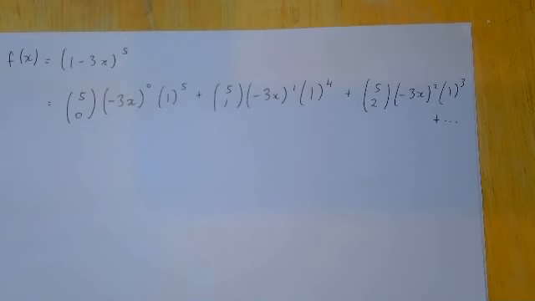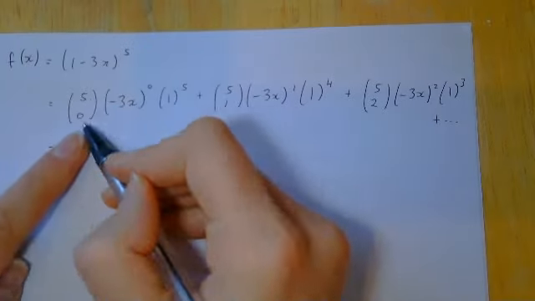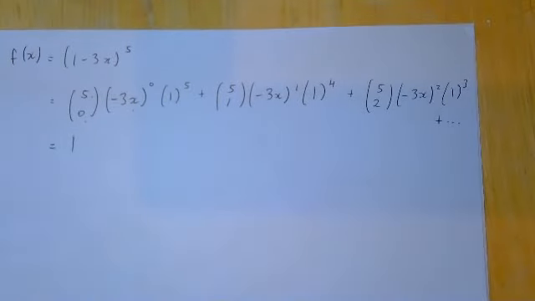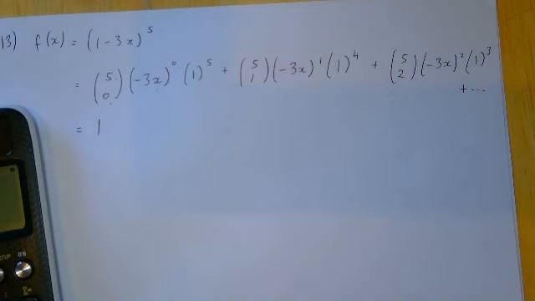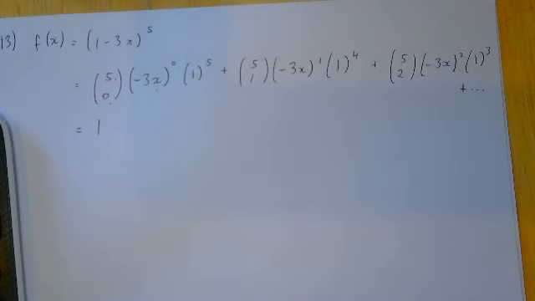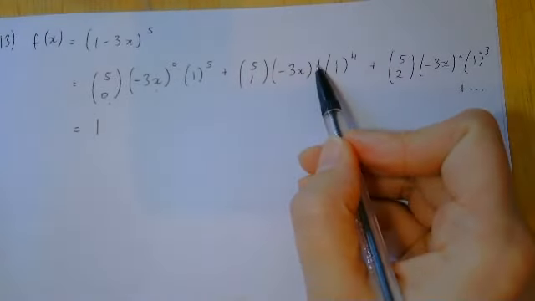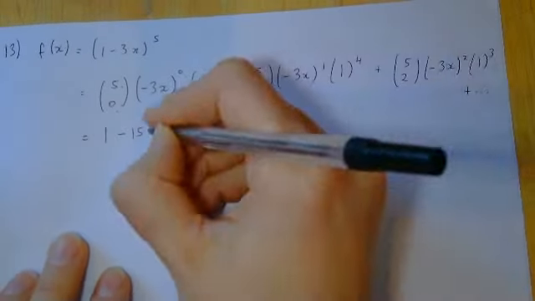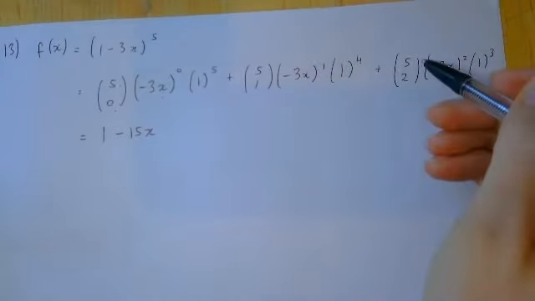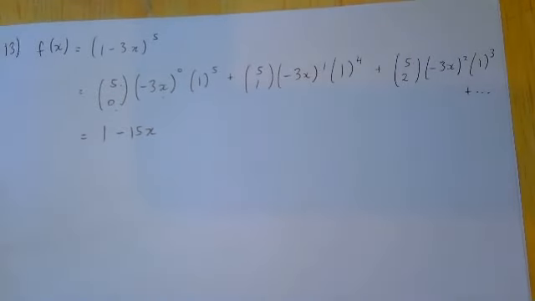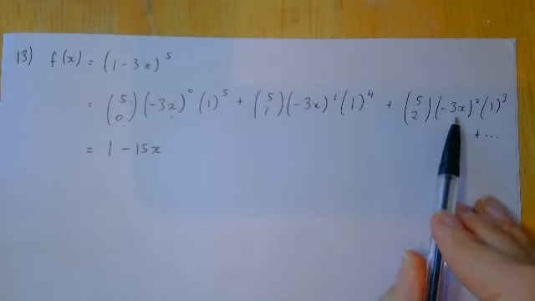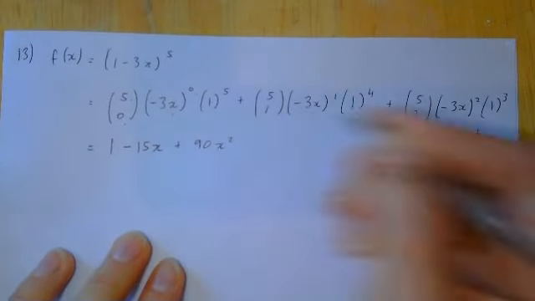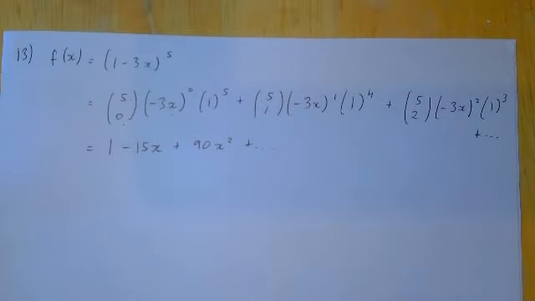Right, so now I just need to work out these coefficients. 1 to the power 0 is 1, so I just get a 1 for that. Next one, I've got 5 choose 1, which is just 5, and then I've got (-3) to the power 1, which is -3, so that's -15 times 1, and the power on the x is a 1. And then this one, I've got 5 choose 2, which is 10, times (-3) squared, which is 9, so that's plus 90x squared, and then plus dot dot dot.